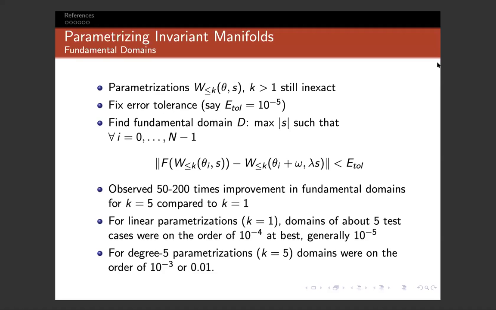I don't know if you have ever tried to do this test. I mean, to see how far you would reach, would you improve the distance from the torus by just increasing the order of the parametrization? By distance, are you referring to the distance in Cartesian space from the torus? Exactly. Let's say along the unstable direction from the torus. Exactly.